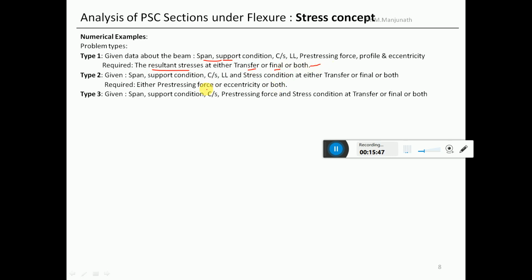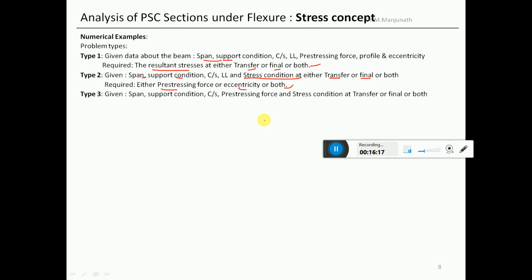And the second type of problems is where we are given the data, the information about the beam, the span, the support condition and the load. And in addition, we are given the stress values, the stress condition at transfer or final. With this data, we may be asked to find out the prestressing force and its eccentricity or both of those.